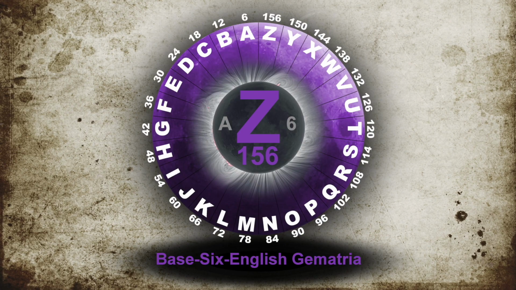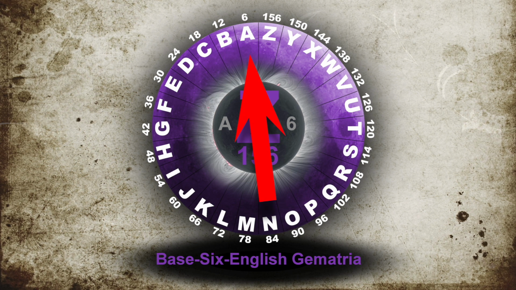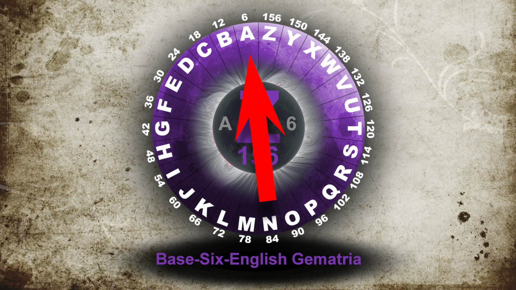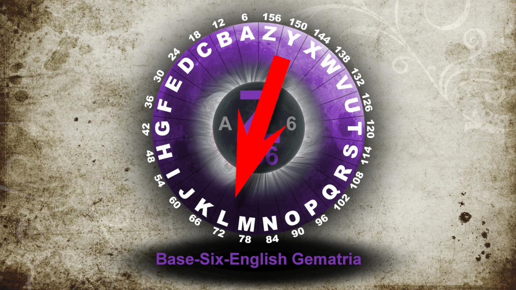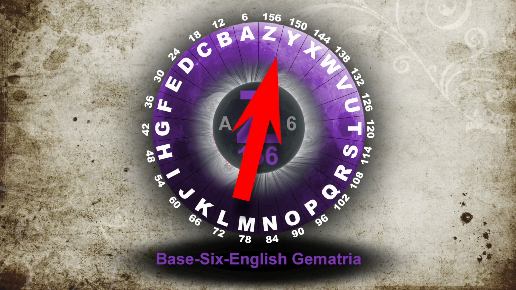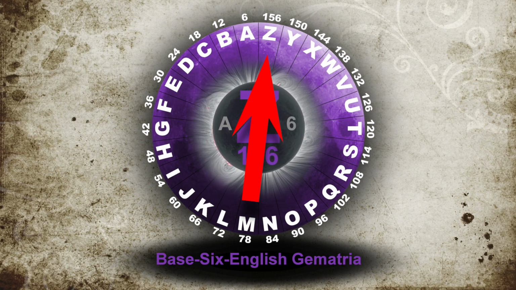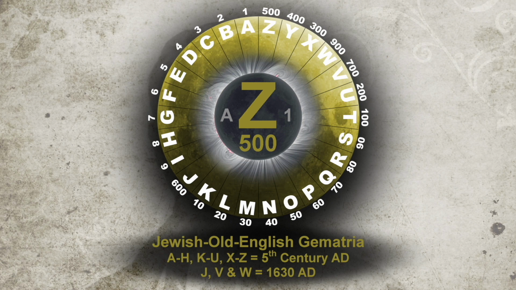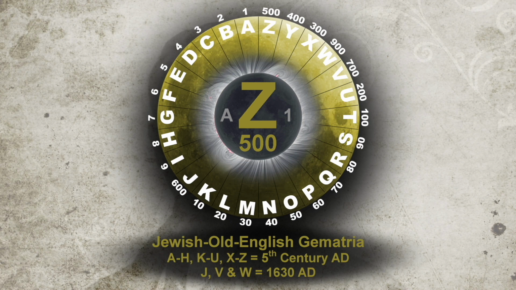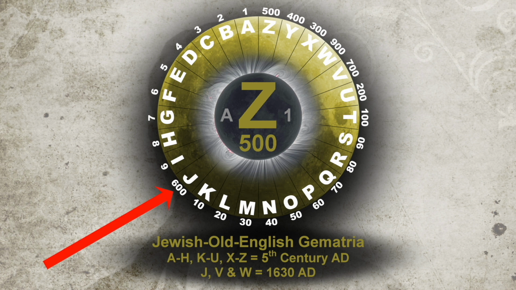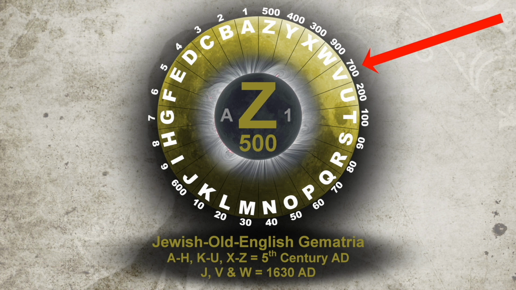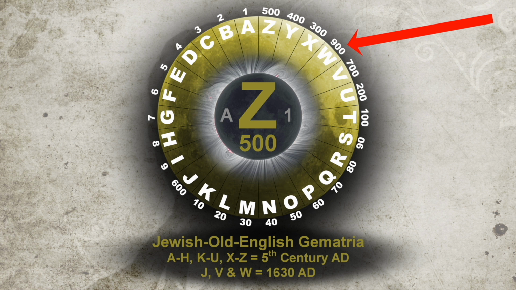When using base 6 English Gematria, A has a value of 6, and each letter is incremented by a value of 6 until the letter Z, which has a value of 156. The values for Jewish Old English Gematria are as follows. It should be noted that the letter J equals 600, the letter V equals 700, and the letter W equals 900.